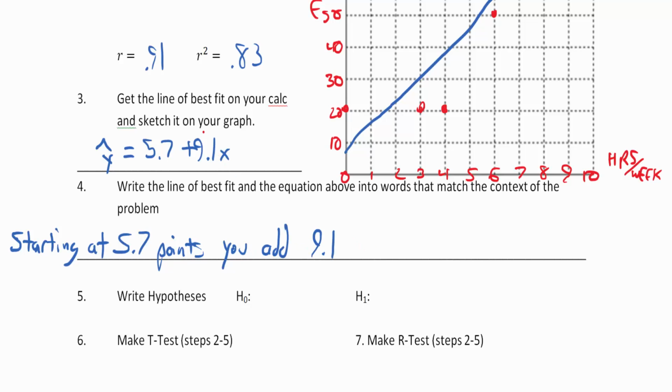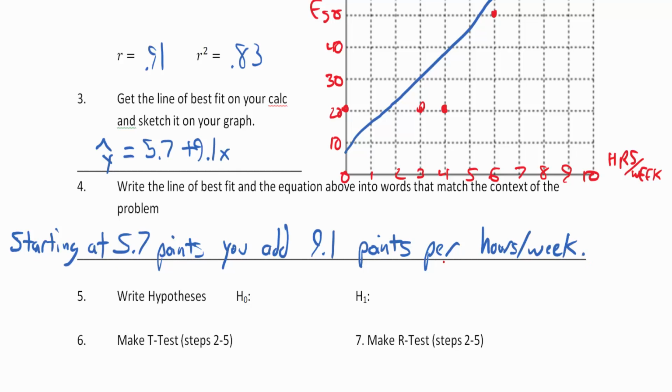9.1. Now this is a slope, and slope is y over x, or change in y over change in x, y minus y over x minus x. Lots of ways to write the slope equation, but it's change of y over change in x, so your units have to be in y over x. So you add 9.1 points, okay, now that's the y, per, now we're going into the denominator here, per hours per week.